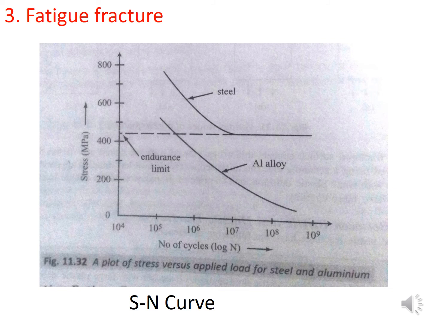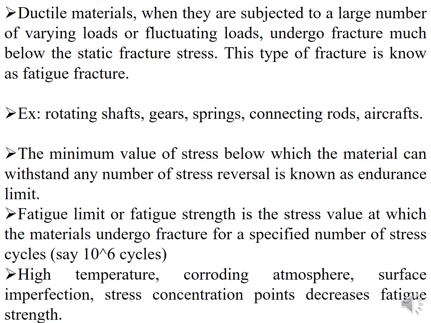For aluminum type materials, we don't have any fixed endurance limit. So you are seeing the graph, it goes exponentially decreasing. For such materials, we define the endurance limit for 10 raised to 5 cycles. This is called the SN curve.